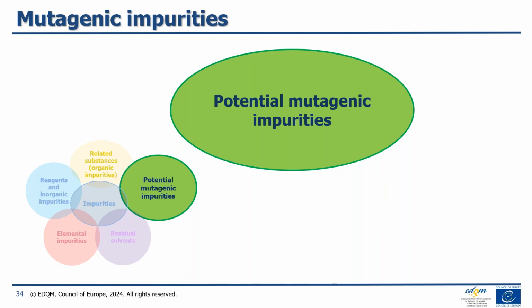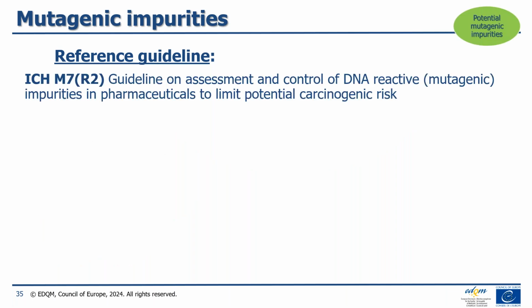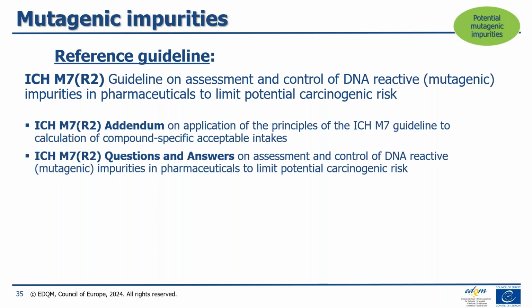So we will now see how to control mutagenic impurities in your API. The reference guideline we rely on is ICH M7 revision 2. To this guideline, there are two other related documents, namely an addendum, which has been published along with the second revision and provides specific data for non-mutagens, as we will see in a few minutes. And there is also a question and answer document, which provides some clarity on certain aspects of the guideline.